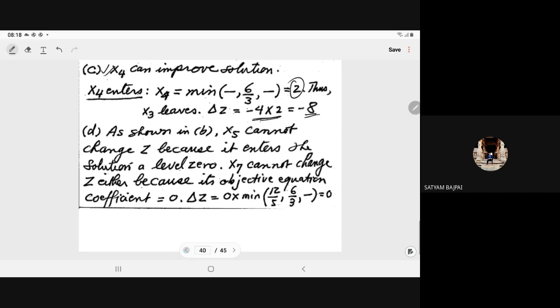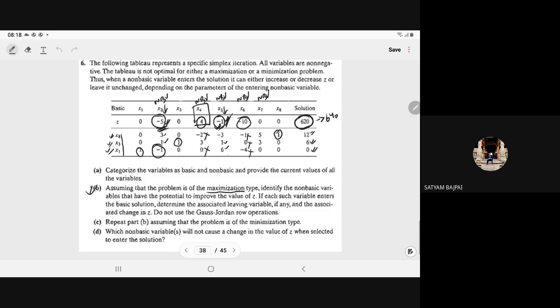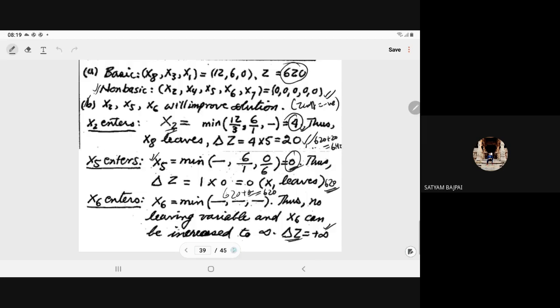So now you can see here x2, x5, x6 have the capacity to improve the solution in case of the maximization problem. x4 has the capacity to improve the solution of the minimization problem. But x7, right? x7 is also a non-basic variable, and its z coefficient is equal to 0. So it has the capacity to enter in both the maximization as well as the minimization problem.